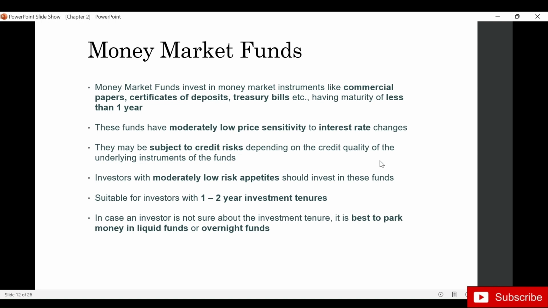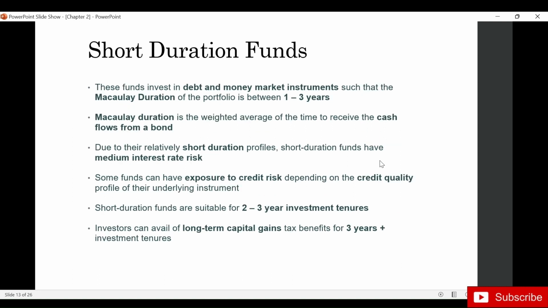And in case an investor is not sure about the investment tenure, then, in my opinion, it is best to invest in liquid funds or overnight funds.